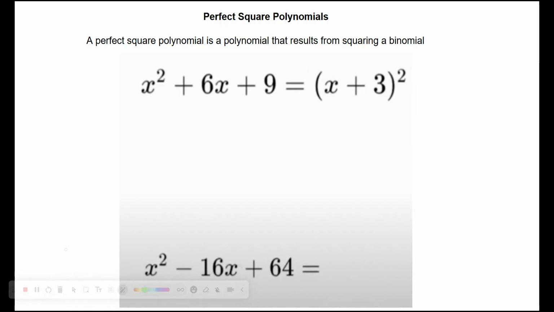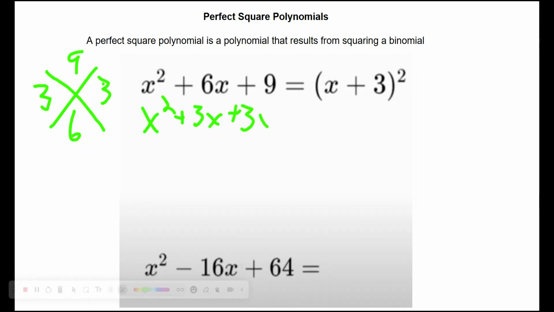Here, x squared plus 6x plus 9. If I factor by grouping, 1 times 9 is 9, and 6 there. What two numbers add to 6 and multiply to 9? They're both positive 3. So we'll split this into x squared plus 3x plus 3x plus 9.